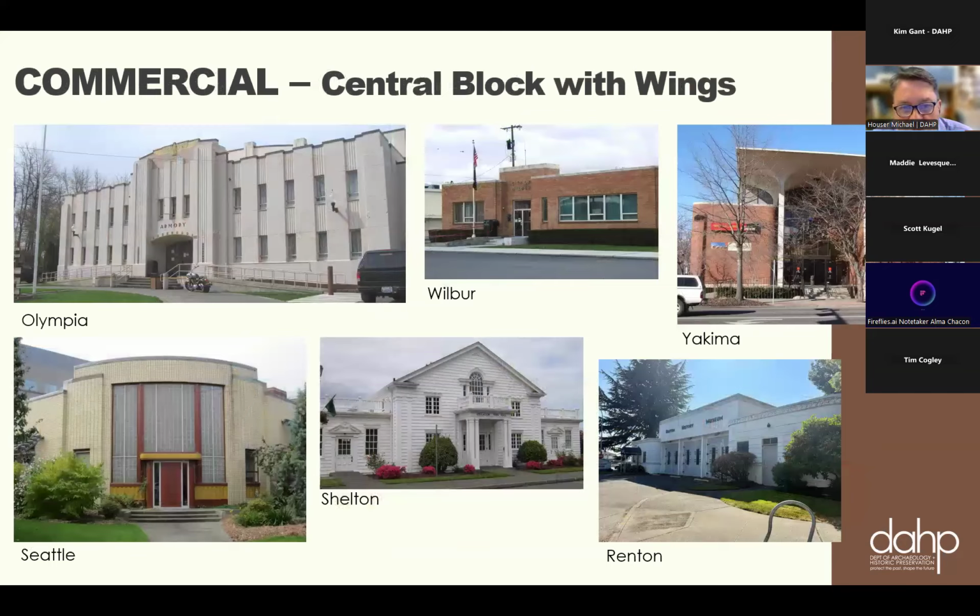Central block with wings. So a main portion in the middle of the building, usually higher, and then subservient wings on the side. So a central block with wings. You'll see that form a lot on Art Deco, streamlined modern buildings of the 1930s, but you can also find them, like at the City Hall in Steilacoom, that sort of colonial revival building, or even the mid-century bank in Yakima, central block with wings.